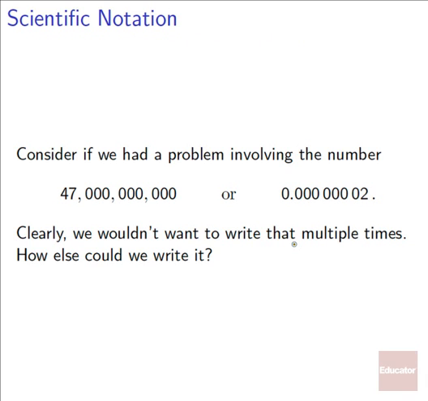Scientific notation. What if we had a problem involving the number, say, 47 billion, or 0.0000002? If you had to write that number more than 2 or 3 times, I think you would be unhappy, and I think you should be unhappy. That's a lot of times to have to write a number. That many digits, it's just a pain. And you're not really putting in much information, it feels like, in those zeros. So we wouldn't want to have to write all those zeros each time. So how else could we write it?